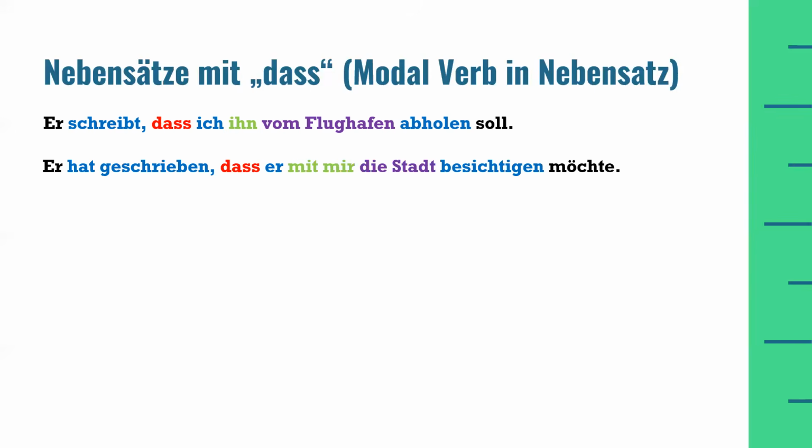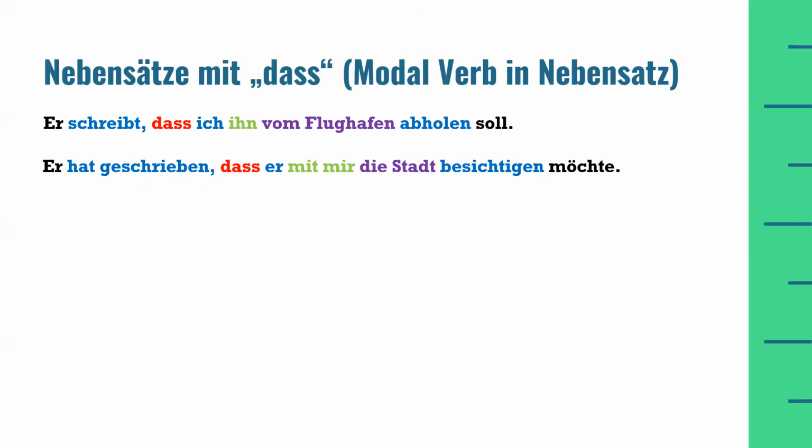Next example, er hat geschrieben. He has written. What he has written will be explained in the next part of the sentence, which is the Nebensatz. And in this kind of situation where we have to explain the first sentence with the help of another sentence, we use the dass conjugation. Dass er mit mir die Stadt besichtigen möchte. That he wants to visit or view the city with me.